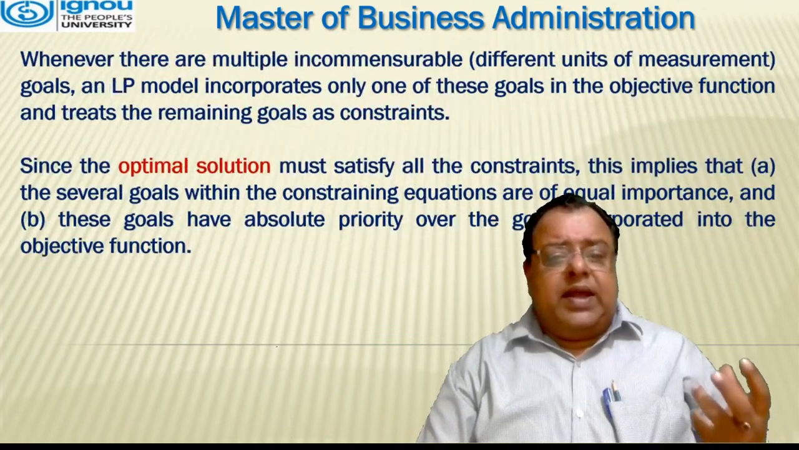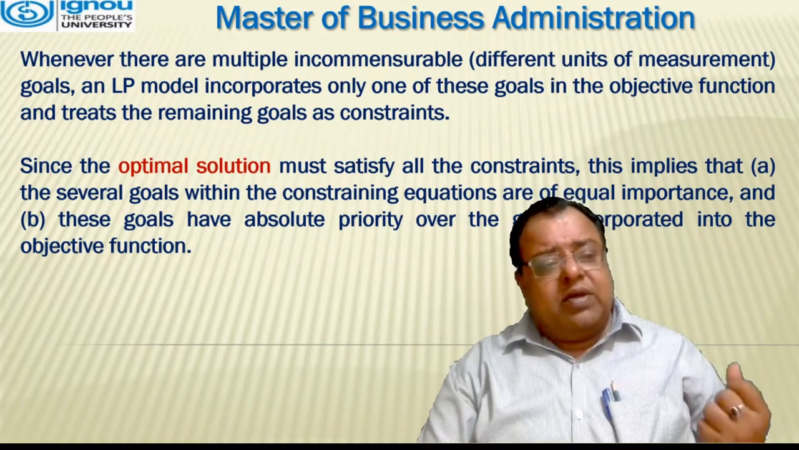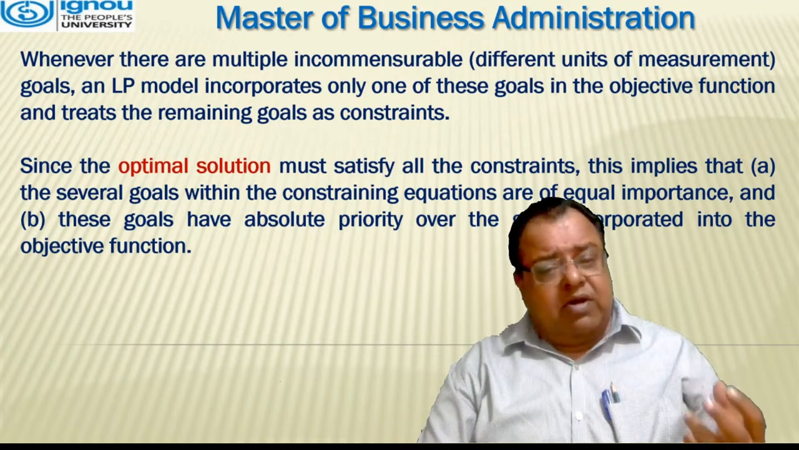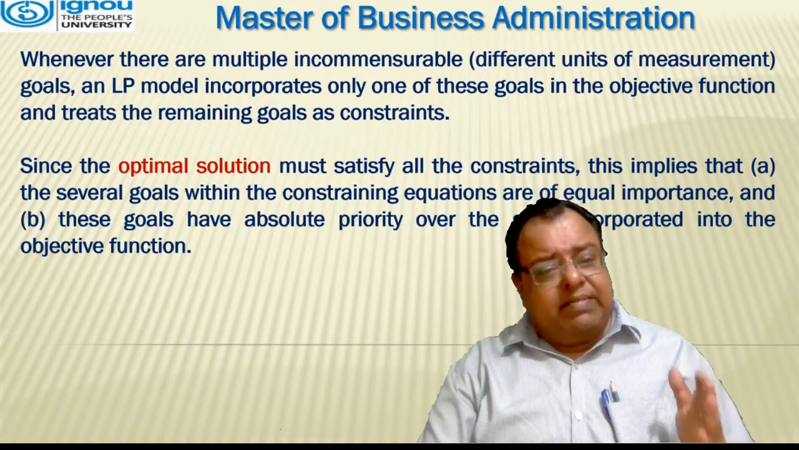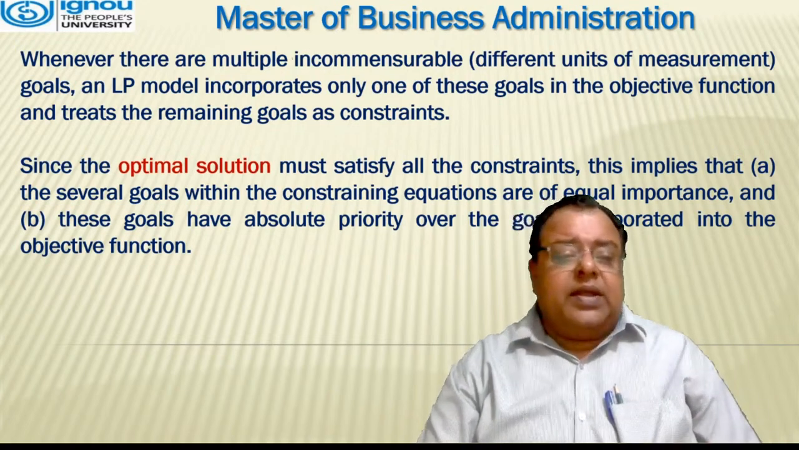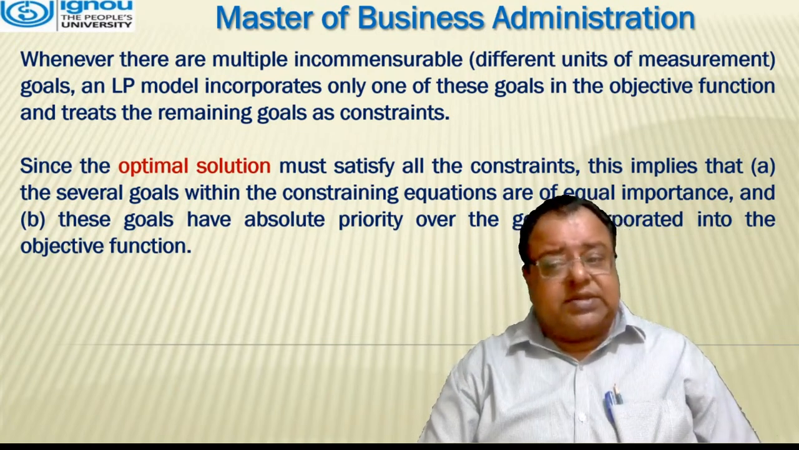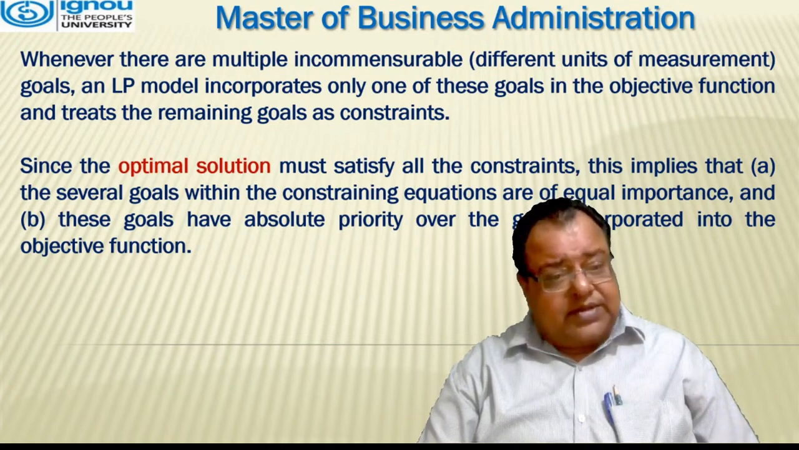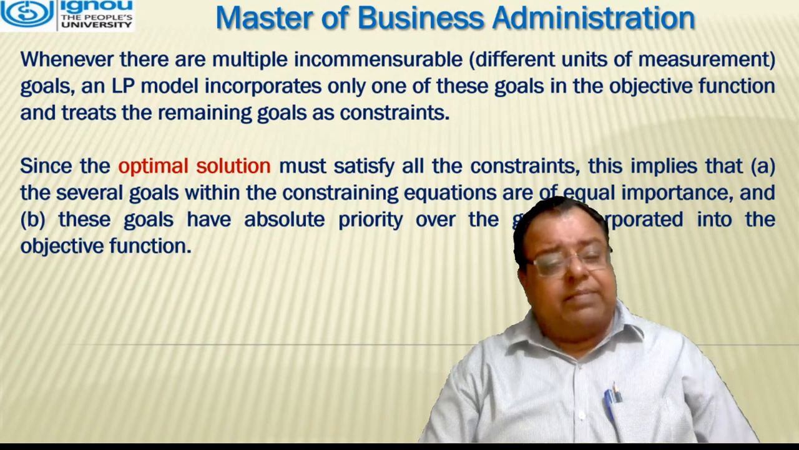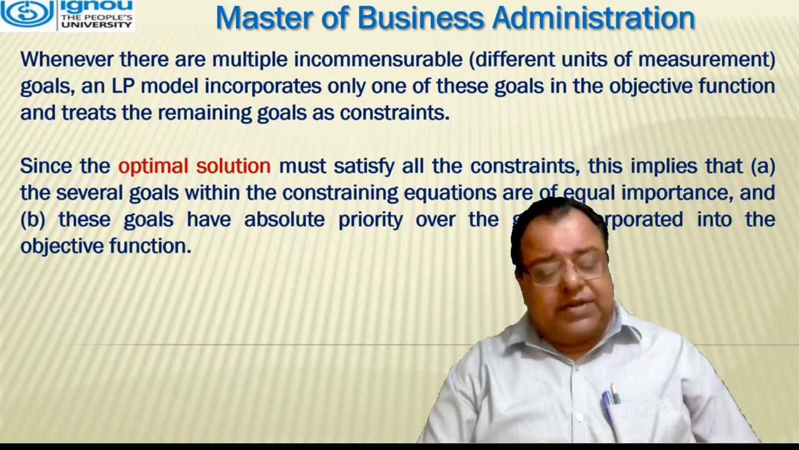Whenever there are multiple incommensurable goals, that means goals with different units of measurement, a linear programming model incorporates only one of these goals in the objective function and treats the remaining goals as constraints. Since the optimum solution must satisfy all the constraints, this implies that the several goals within the constraining equations are of equal importance, and these goals have absolute priority over the goal incorporated into the objective function.